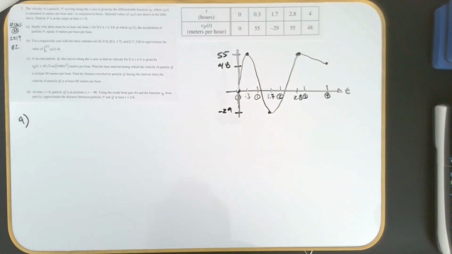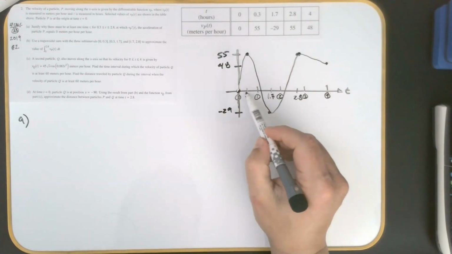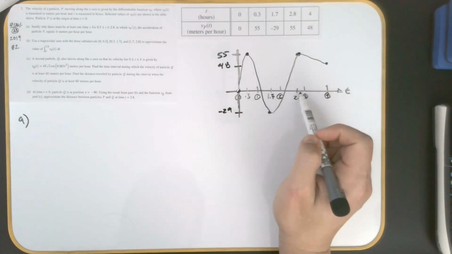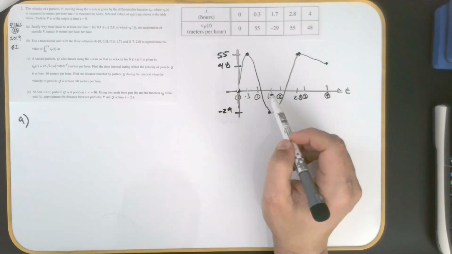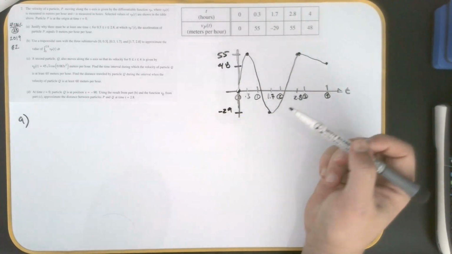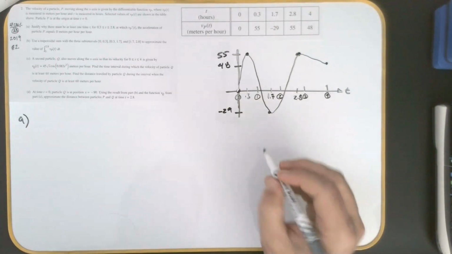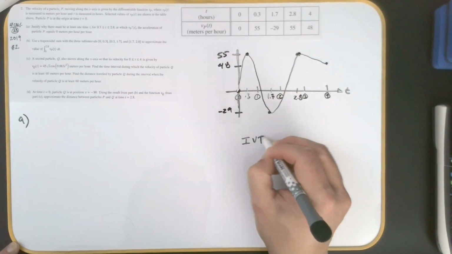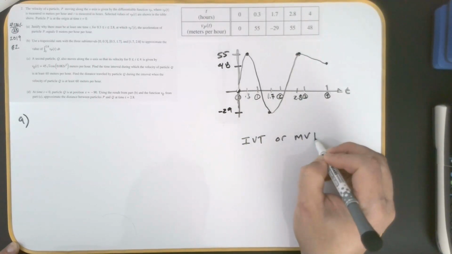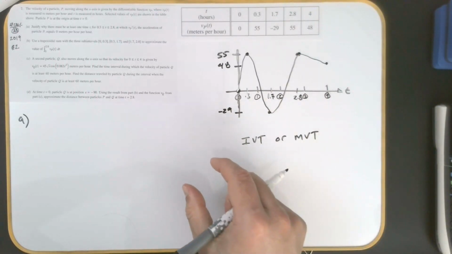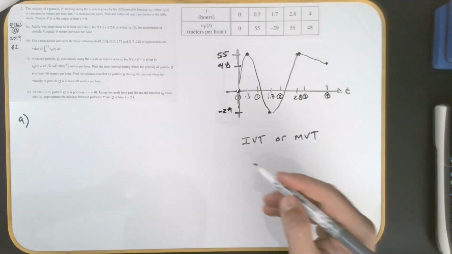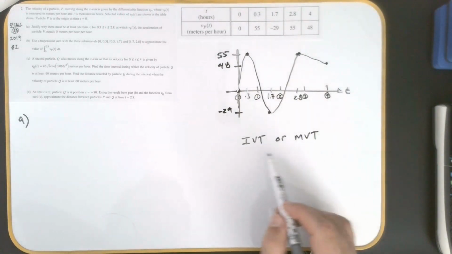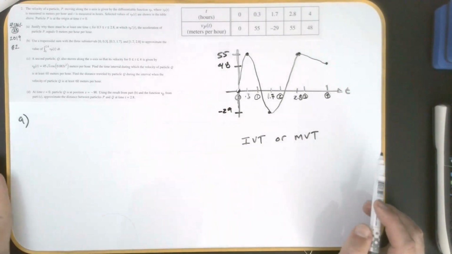All right, part A says, justify why there must be at least one time in the interval from 0.3 to 2.8 such that the derivative of the velocity, or the acceleration, of particle p equals 0. Okay, if they give us an interval, right away you want to be thinking, is this an intermediate value theorem question or is this a mean value theorem question? Because they're giving me an interval and then I have to explain why it's going to equal a value in an interval, and you're like, okay, which one of these is it? So let's look at it a little closer, see if we can figure it out.